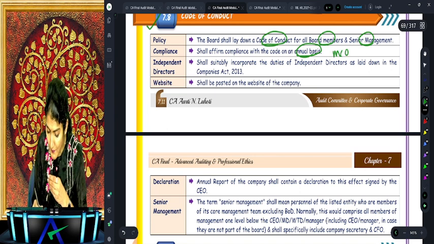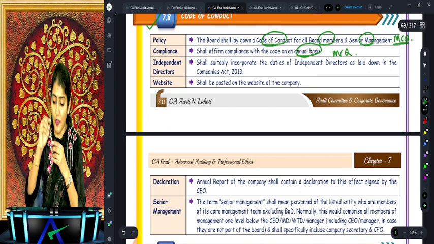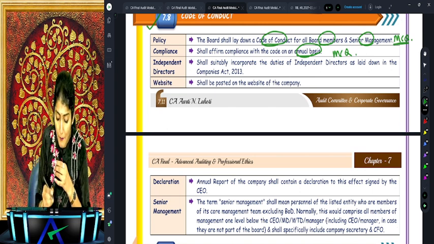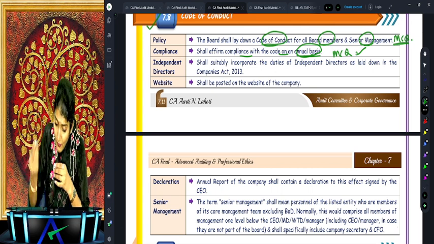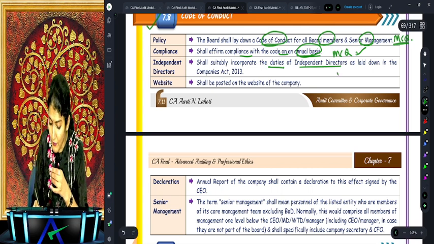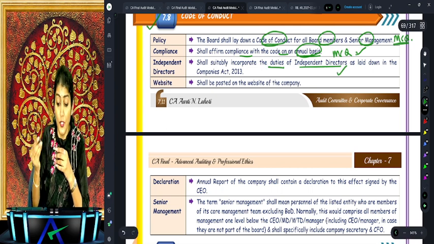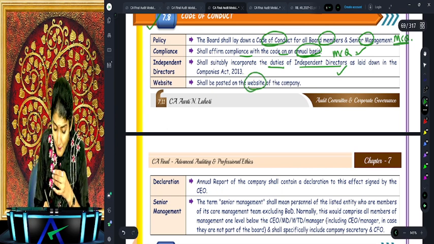So again, this is an MCQ. Is senior management included in the code of conduct? Yes. Is the compliance with the code to be confirmed on an annual basis? Yes. Should the code also suitably incorporate the duties of the independent directors? Yes. Should the code of conduct be posted on the website of the company? Yes.